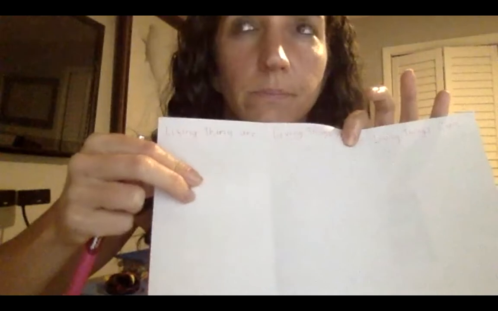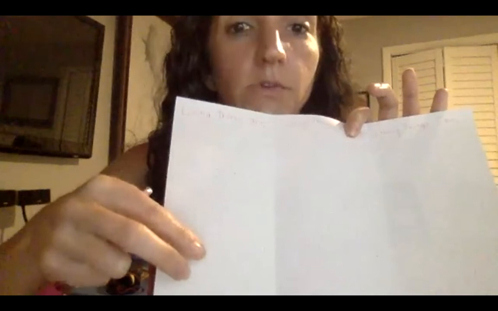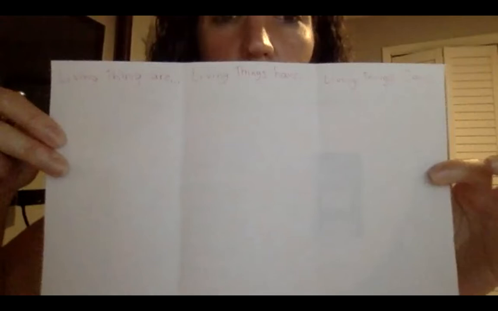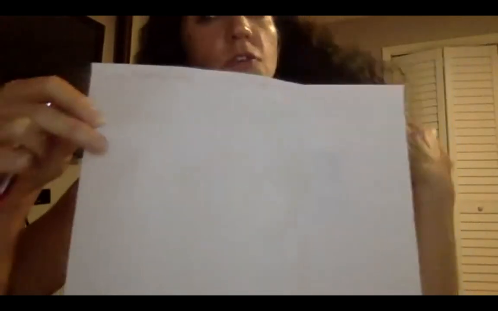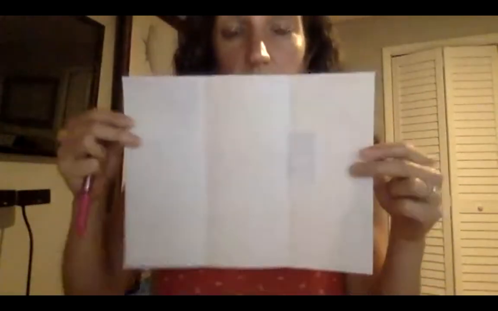And living things are, what are they? Well, we talked about that. They're people, they're animals, they're plants, there's trees. So take this however you want to your foldable. Okay, so you have to have two in each category. So tell me two things they are, two things they have, two things they can do. Okay, got it? That's your foldable.